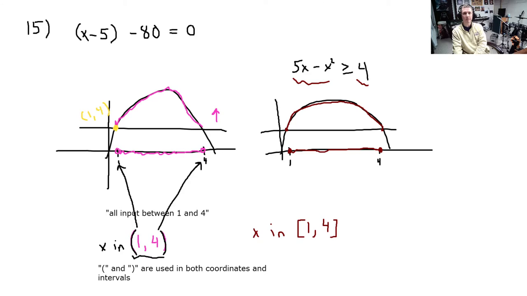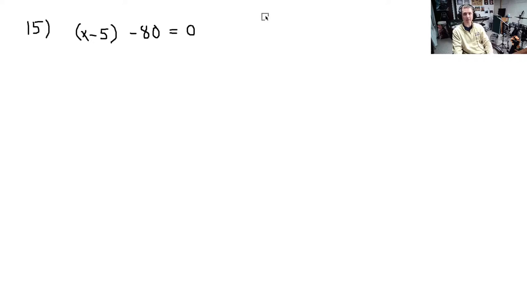Okay, so the next one is question 15 here, and it says to do two things. It actually is a little bit messier than I originally wrote it. It's x minus 5 to the fourth power minus 80 is 0. And it says in the instructions to solve it graphically and solve it algebraically. So that makes this problem a little harder.